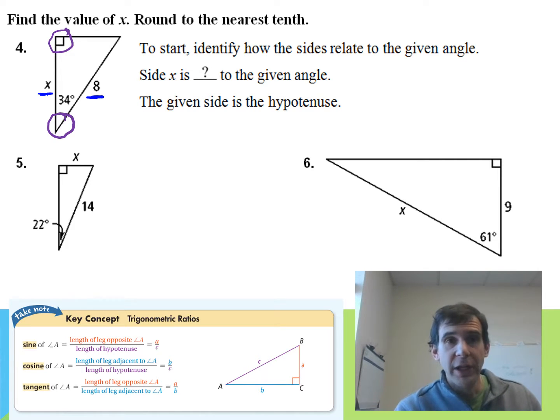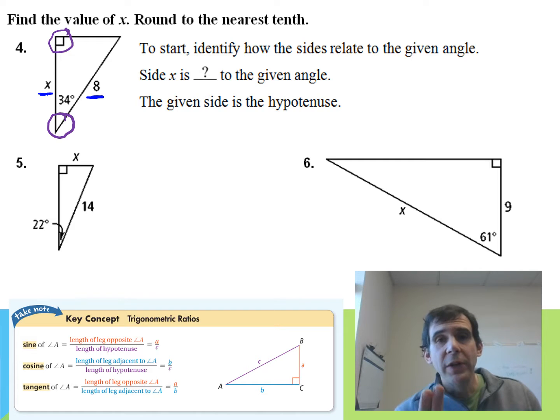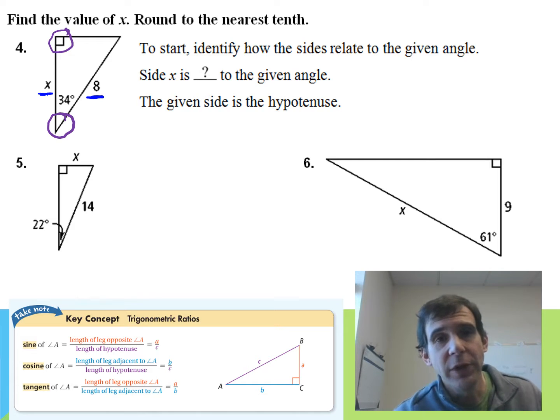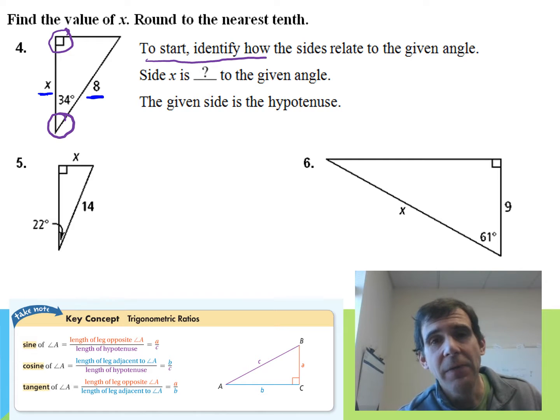And that's all you're going to need: one angle and one of the sides. It doesn't matter if it's the hypotenuse or not. It can be any one of the sides. So what we need to first determine is how those two sides, the one that's given and the one that we want, are related to the angle that we're given. That's what this tells us to do here: to start, identify how the sides relate to the given angle.